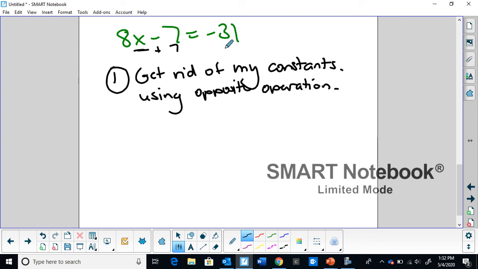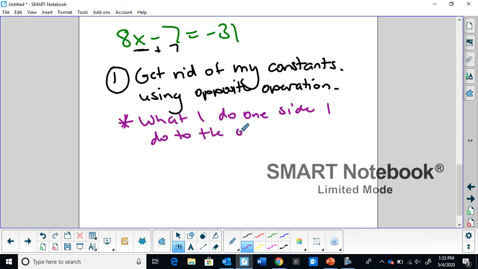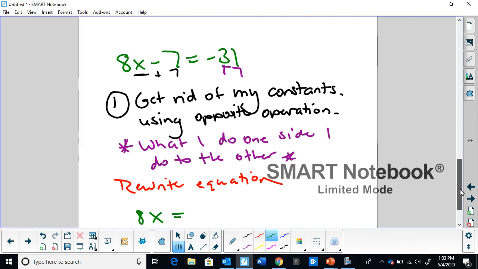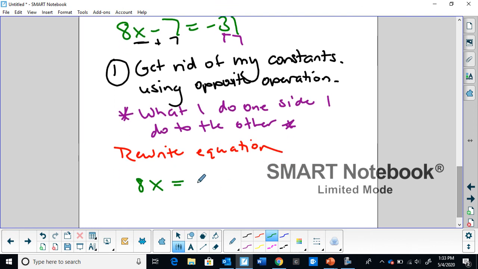Right, so that's my first step. But what I do to one side, I do to the other. Okay, super important. So if I'm adding 7 to one side, I'm adding 7 to the other side. And then rewrite your equation. So now my new equation is going to be 8x is equal to negative 31 plus 7, which is going to be negative 24.